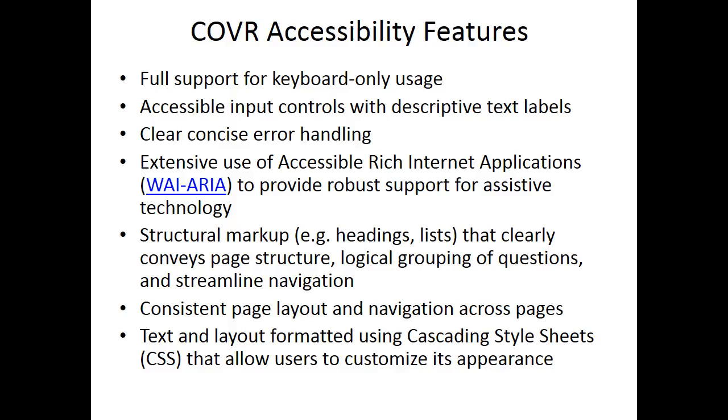Also, the system allows you to change the font size and colors of the website. Not all of us view color and visual perception the same way. So cascading style sheets is a way that people can change that on a web page, and we made sure that was opened up so that users could make those changes.